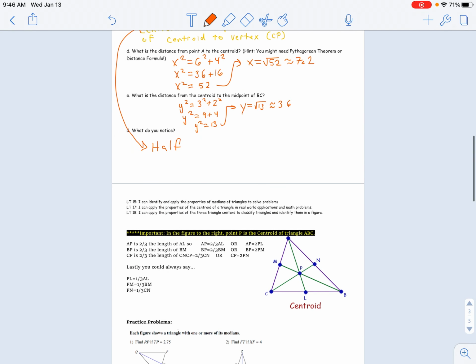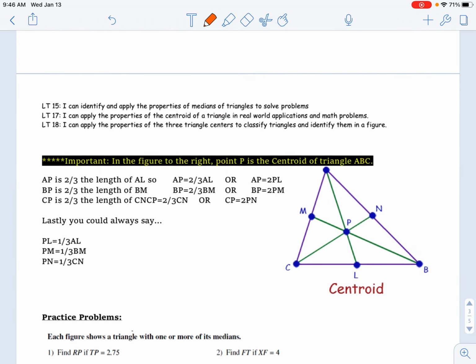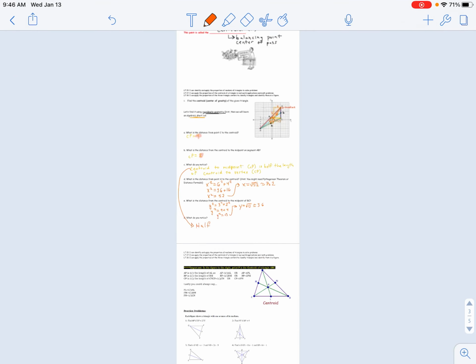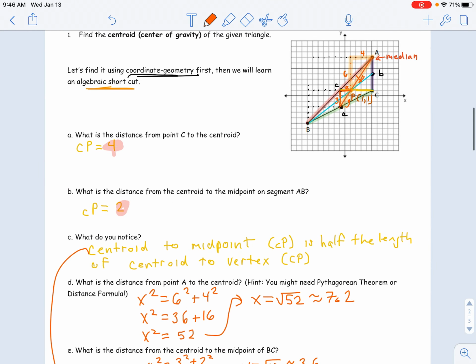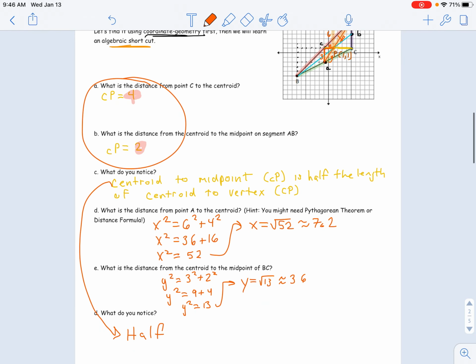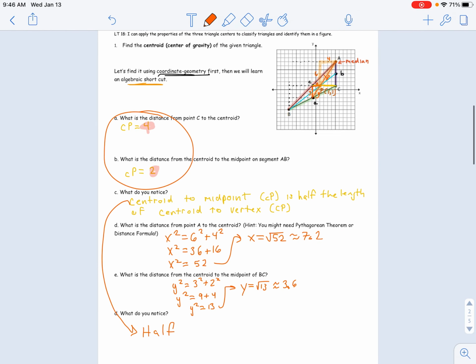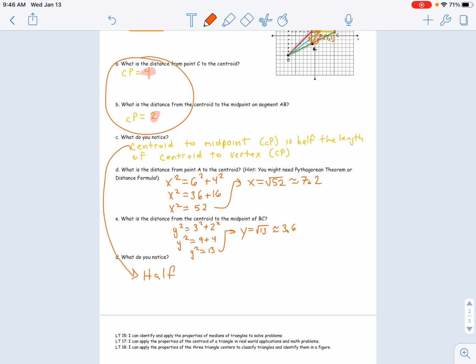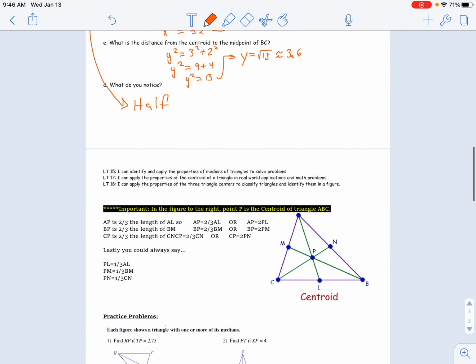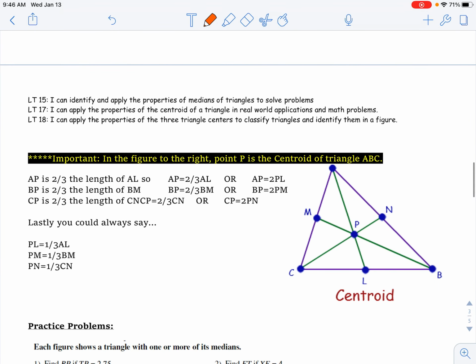All right. So we got all these intense relationships going on here. This is what we wanted to kind of emphasize. Especially this is kind of nice and clear to see, 4 and 2 or 7.2 and 3.6. All right. But with the centroid and the lengths of the medians, these ratios are always true. All right. So let's just focus on certain stuff at a time.